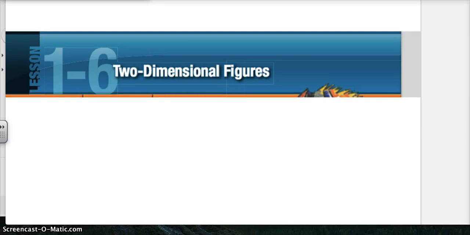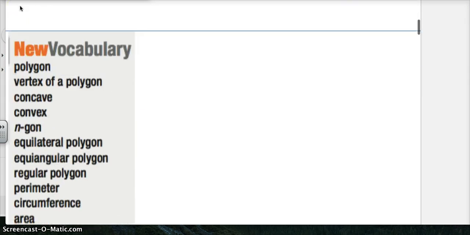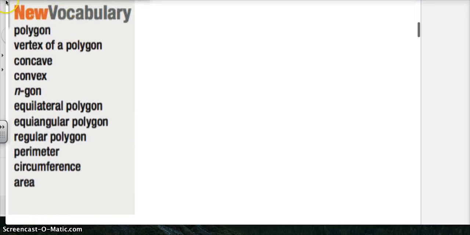Hey geometry friends, we're in chapter 1 section 6 and we'll be discussing two-dimensional figures today. So in our discussion of two-dimensional figures, we need to make sure these vocabulary terms are front and center in our mind and we understand what we're talking about.